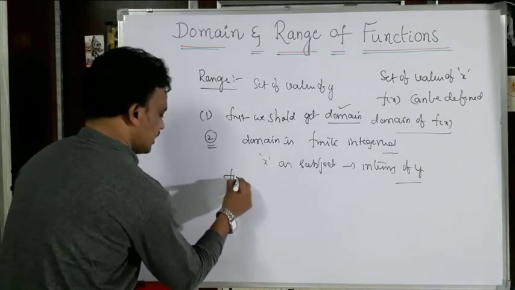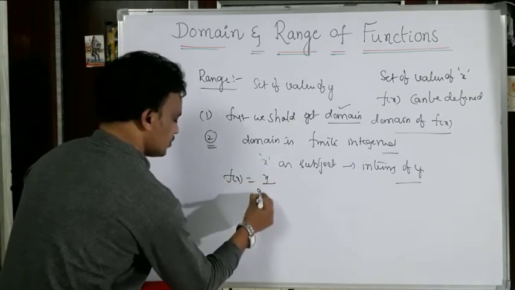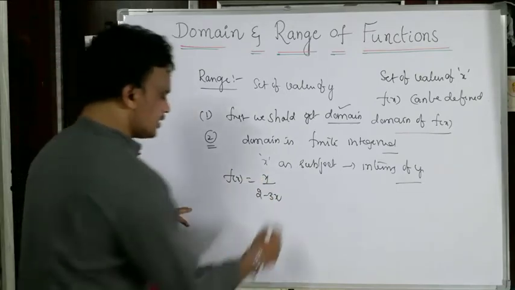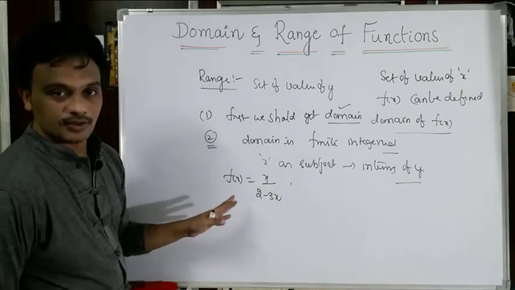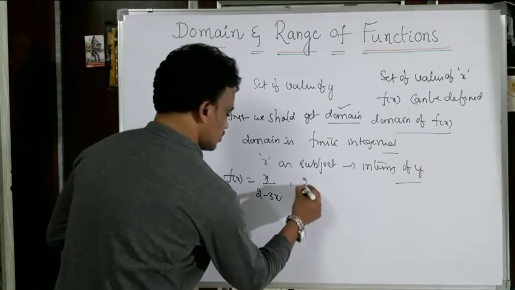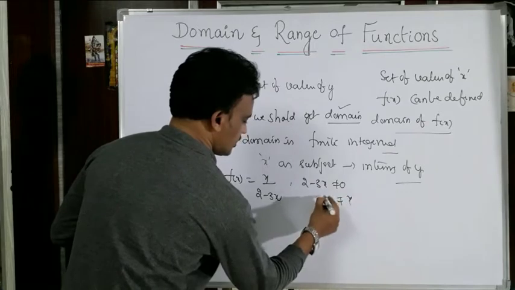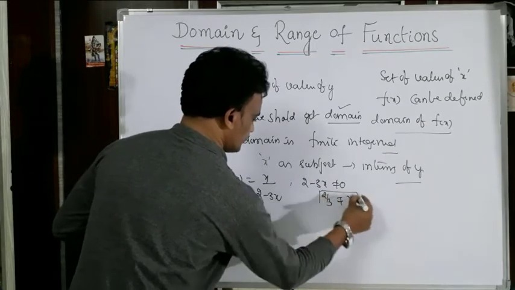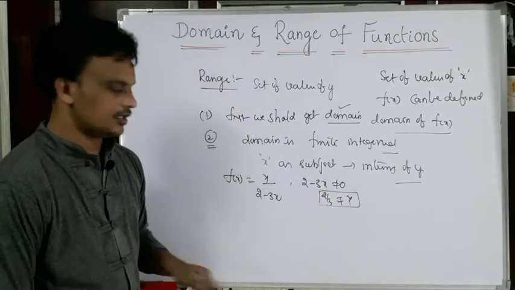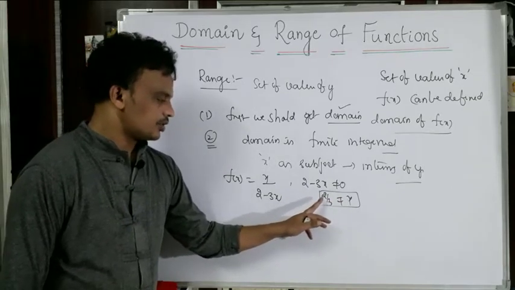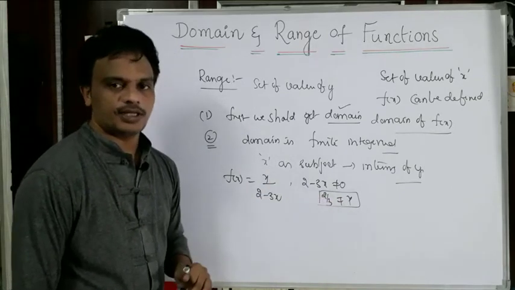Suppose f of x is equal to x by 2 minus 3x. What is the domain of the function? Here 2 minus 3x is not equal to 0, so x is not equal to 2 by 3. Am I right or not? So that is the domain of the function: all real numbers except 2 by 3.